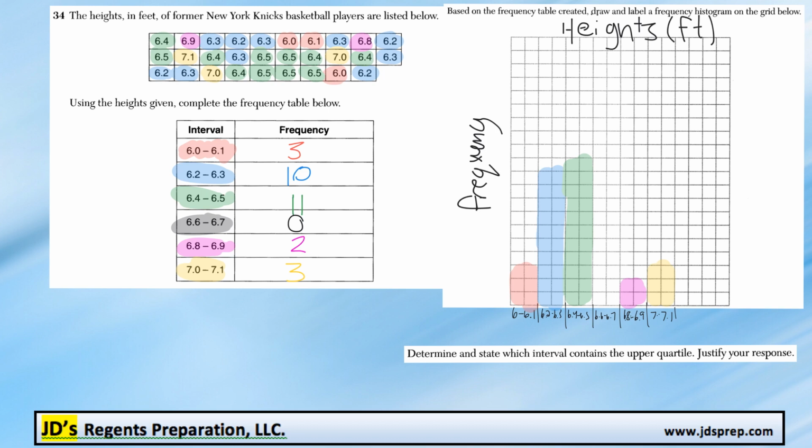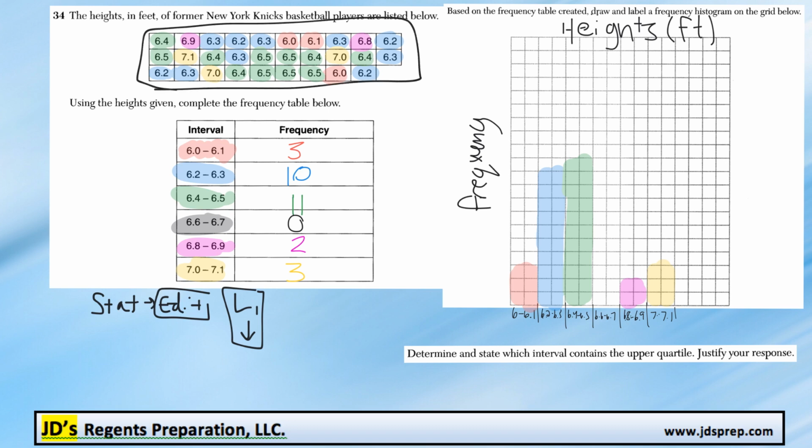Anyway, moving on to the final part of the question, it says to determine and state which interval contains the upper quartile. Justify your response. So in order to do this, we're going to use your graphing calculator. Just a quick reminder, to enter the information into your calculator, you would press your stat button, make sure you're in edit, and press enter. And then you're going to input all of this information down into the first list, so L1. And by all the information, I mean you would input every single one of these numbers, so it would take you a couple minutes.